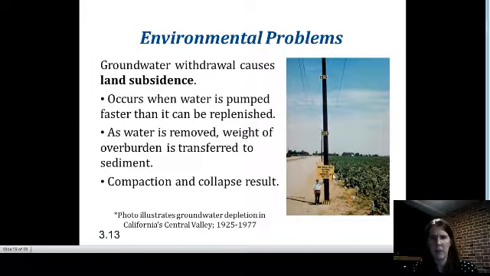This is a good example of it in San Joaquin Valley, I think. In 1925, the land surface was about 9 meters higher than it is today.